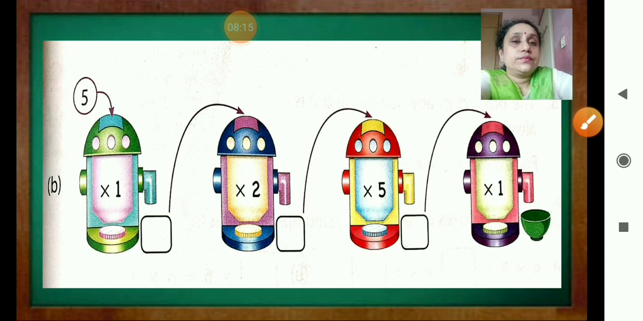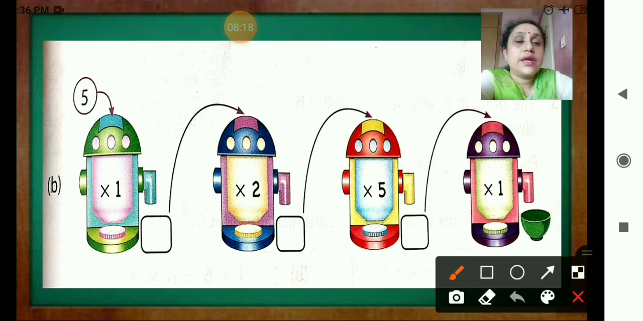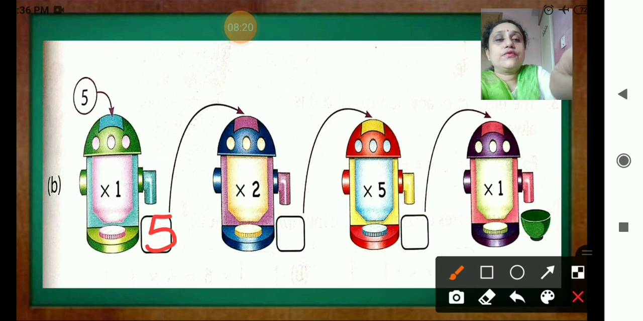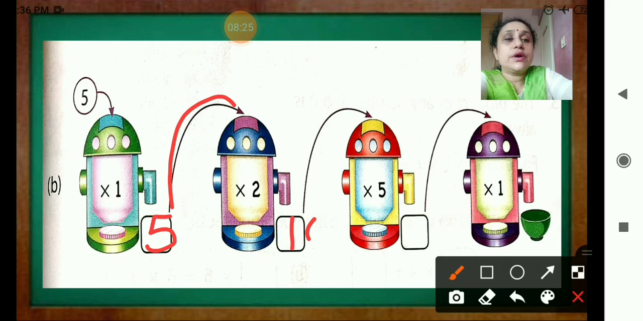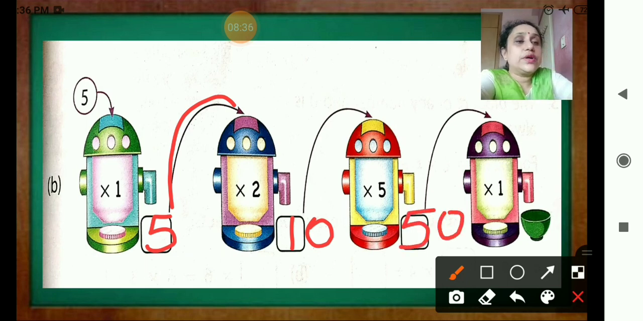Now you can see 5 ones are 5. Then again, 5 twos are, what will come out? 10. 5 twos are 10. Then 10 fives are 50, and 50 ones are 50. Okay, 50 ones are 50. Now write it down. Finished, all of you?